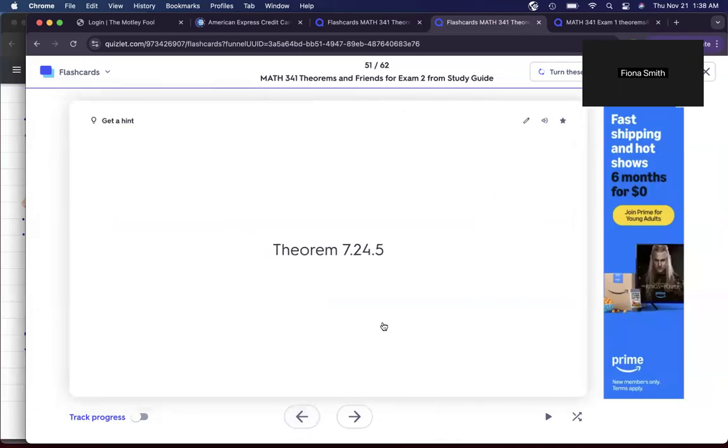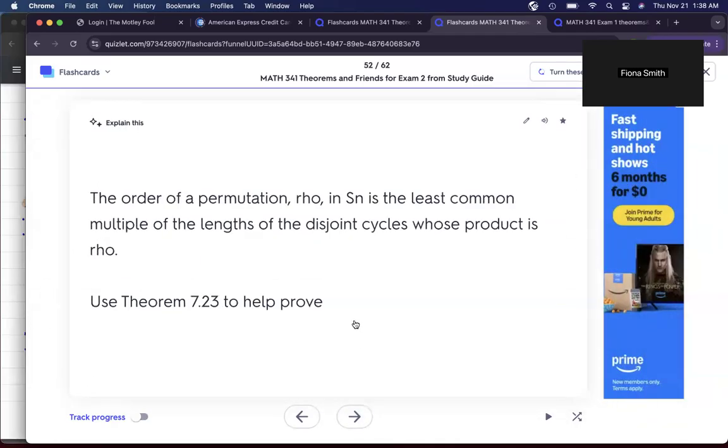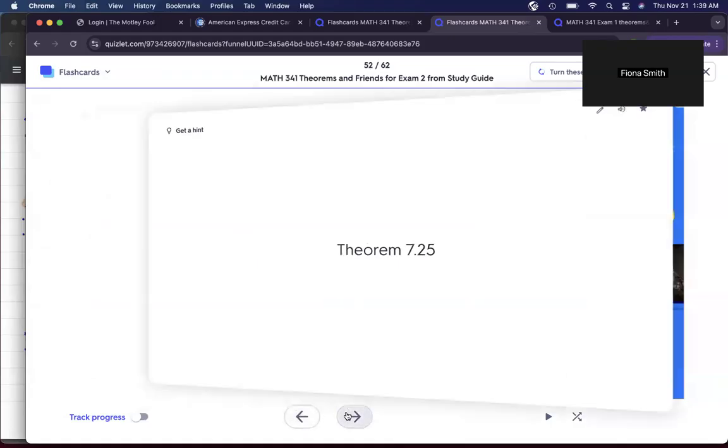So again, with this precursor to 7.25, you see that the order of a k-cycle in Sn is k, but definitely a concrete way to show that, or is the least common multiple of the lengths of the disjoint cycles. So if you were only given disjoint cycles, this would be super helpful to use, so you don't have to combine them just to see the order. But if you had them already combined into the full k-cycle, then this is pretty helpful.